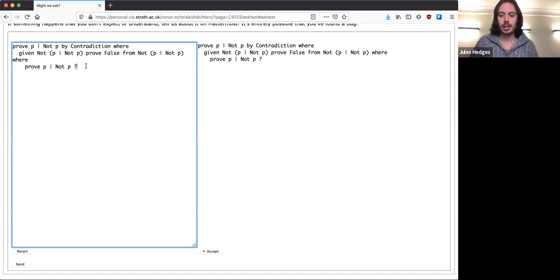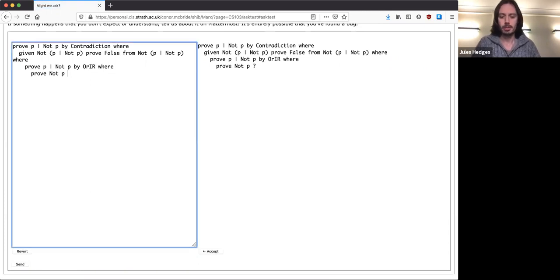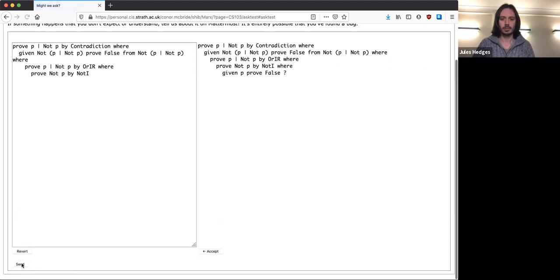So I'm going to say by or introduction right, which means that I have to prove not P. How can I prove not P? Well, I can do this by not introduction. So I say by not introduction. And now I have to prove false, but now I'm given P, and it turns out that being given P is crucial.